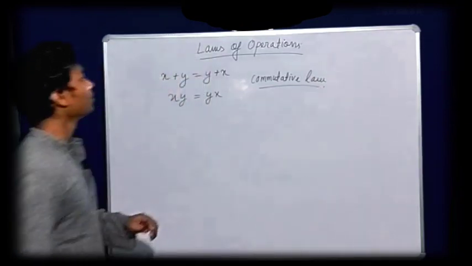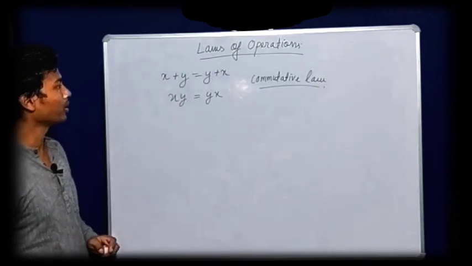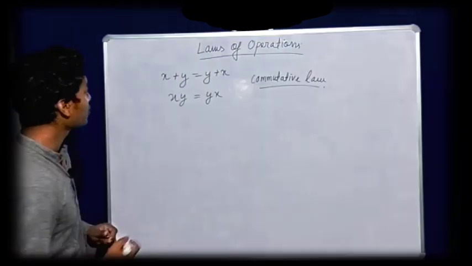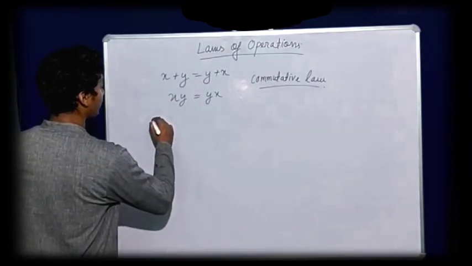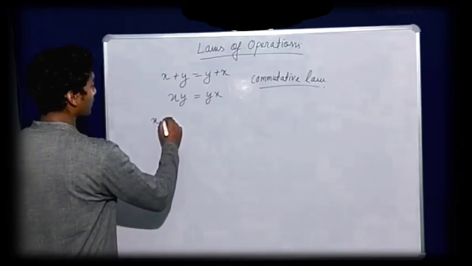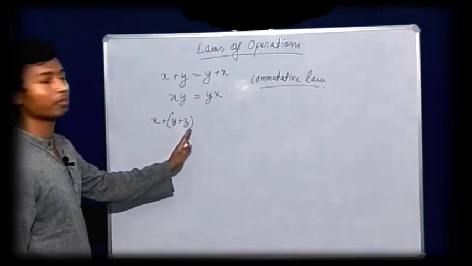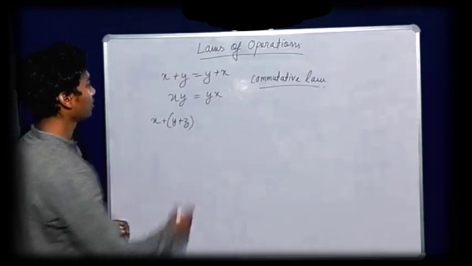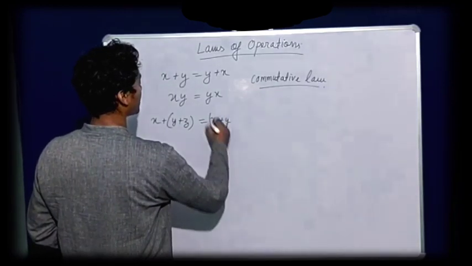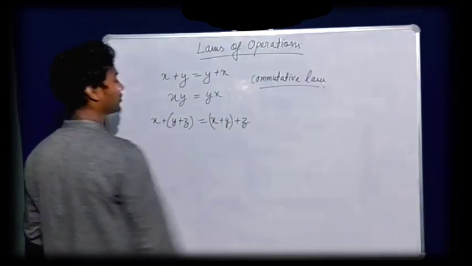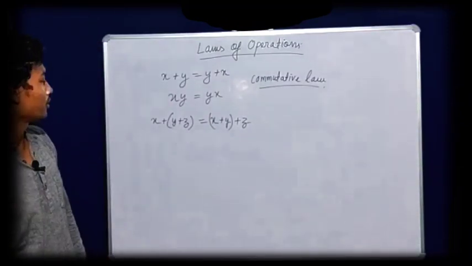Isn't it? So you can commute the place and still it will remain the same. Now let's look at the associative law. So if we are having x plus y plus z, if I am associating y with z first, and then if I associate x plus y, means y with x now and z left after, so it's still the same.